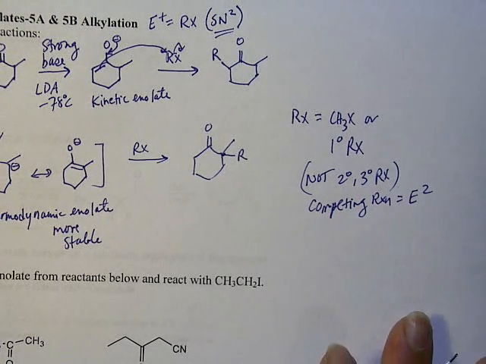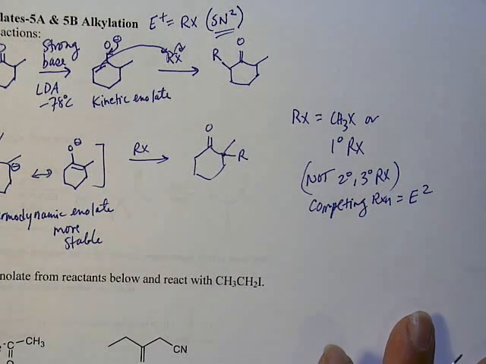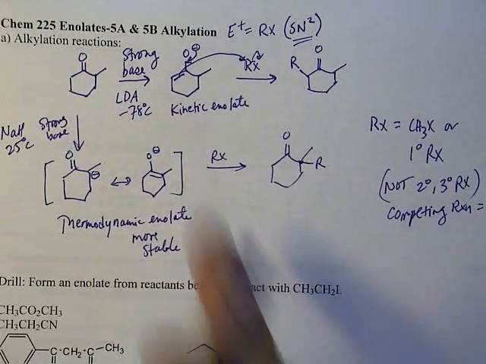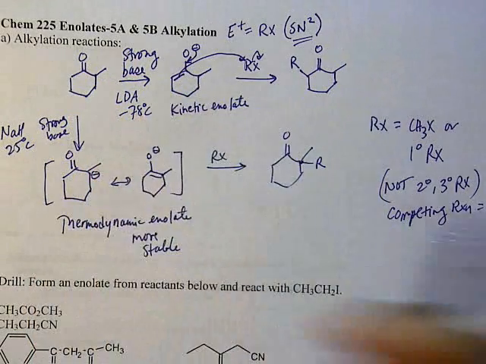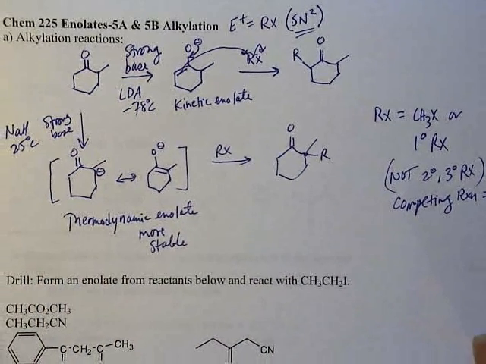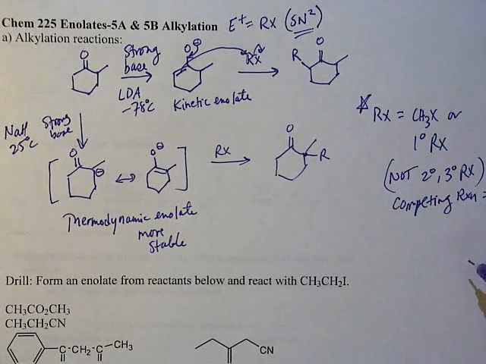All right. So that's sort of the requirement for doing alkylation reaction, that you want to use a strong base, number one, and determine which base you want to use. And number two, the other requirement is that the RX has to be either primary or methyl halide. All right.